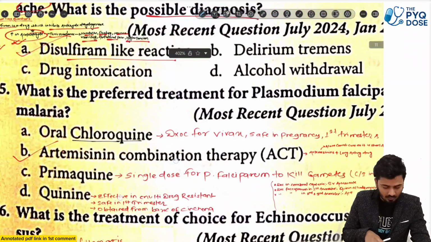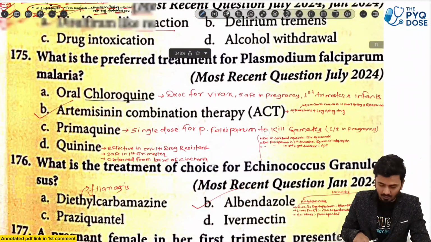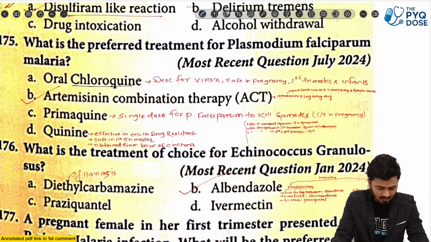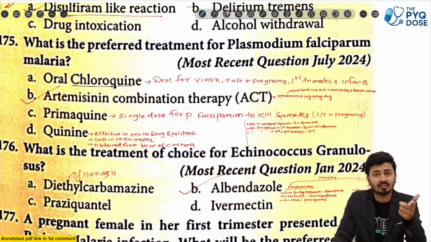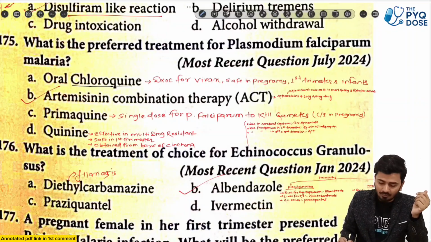Okay, so let's move on to the next one. What is the preferred treatment for Plasmodium falciparum malaria? Plasmodium is a protozoan, isn't it? There are different species of Plasmodium, like vivax and falciparum, and most of the questions will be directed toward Plasmodium falciparum and vivax. So let's see what is the preferred treatment for Plasmodium falciparum malaria.